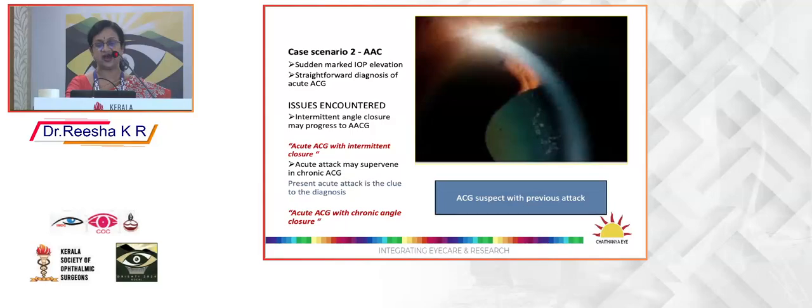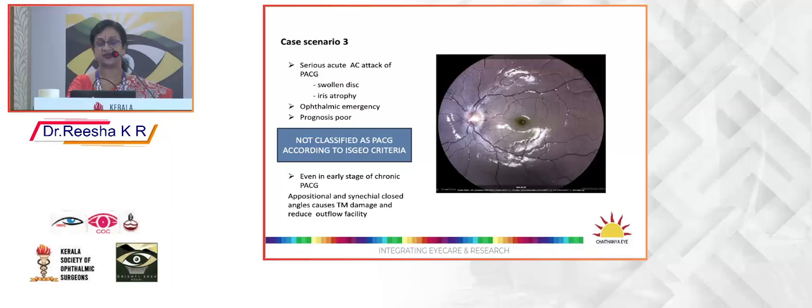Coming to the second scenario, you can have an acute angle closure attack, which is a straightforward diagnosis because all you want is this very sudden rise in IOP. But you can have instances when the patient may be having an intermittent closure and goes into an acute attack, or you can have a chronic angle closure patient who has a supervening acute attack. Where do you put these groups of patients? You may have an angle closure glaucoma suspect patient with a previous attack, as reflected by this glaukomflecken. So these are the lacunae in the existing system.